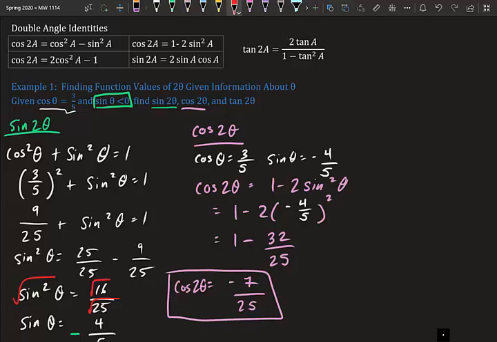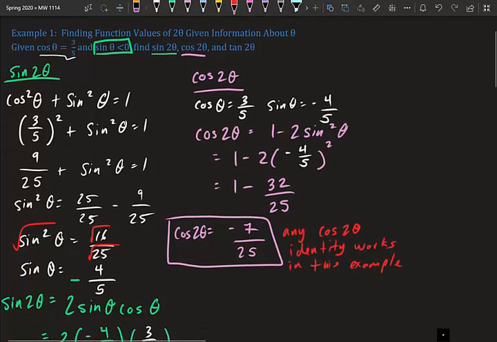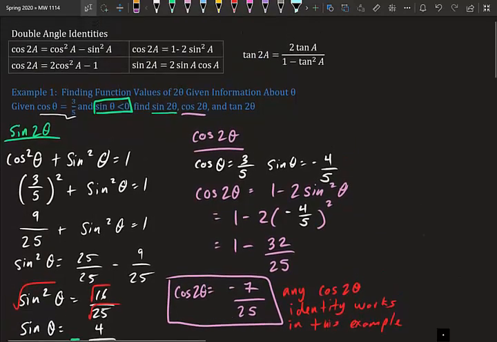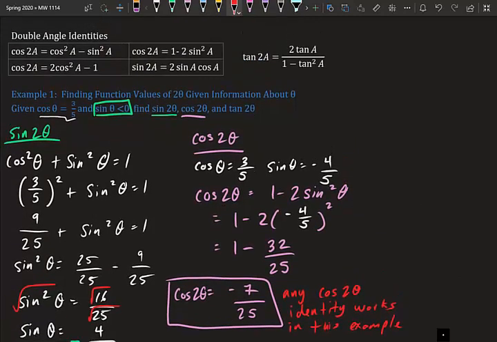And again, you could have used any cosine 2 theta identity. Any cosine 2 theta identity works in this example. So we could have used any of the 3 cosine 2 thetas.